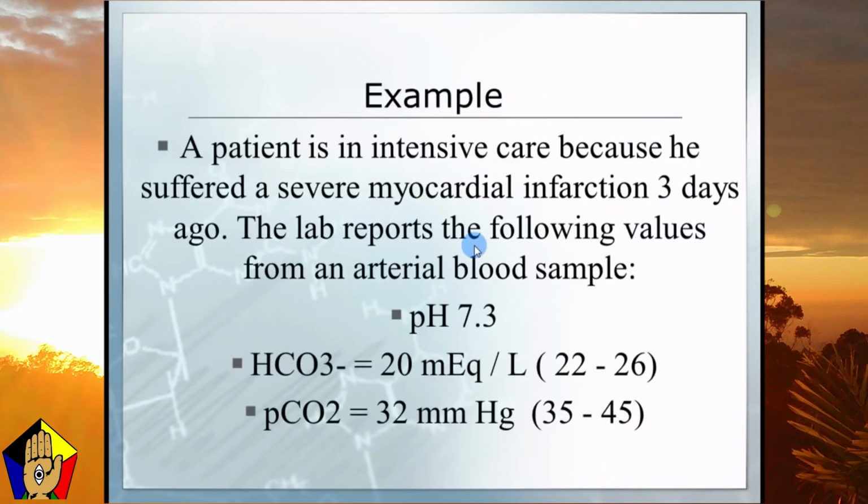So if we were to give you an example of this, a patient is in intensive care because he suffered a severe myocardial infarction 3 days ago. The lab reports give the following examples of an ABG. It says the pH is 7.3. What do you know already? Acidosis.